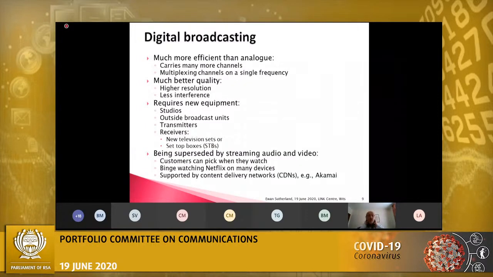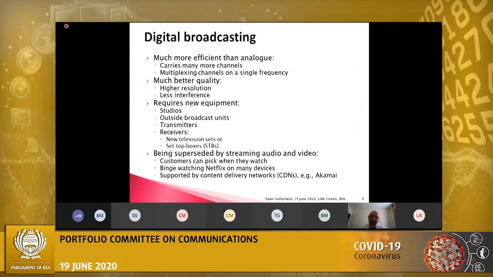Digital broadcasting: I seem to remember the launch of digital broadcast in South Africa was in 2008. The minister launched it then. It's much more efficient than analog. It will carry more channels. You have more choice. You can put several channels on a single frequency. You get better quality, higher resolution, and less interference.